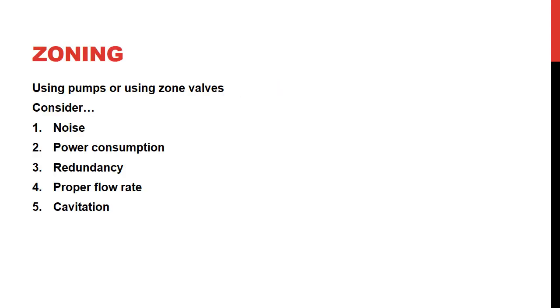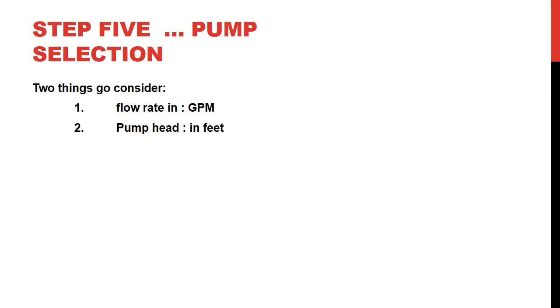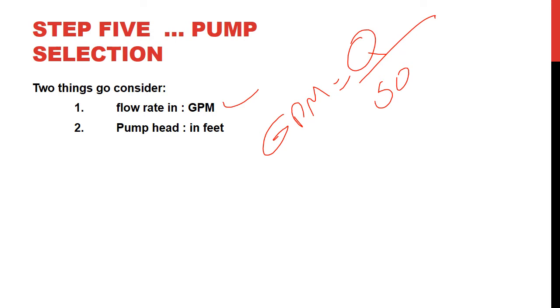For us, we want to calculate the pump GPM, which is, as we said before, GPM equals Q, the heat loss for that entire loop, over 500 times 20, which is delta T. It could be 30, but 20 is the most optimum one. And then we need to calculate the pump head in feet.